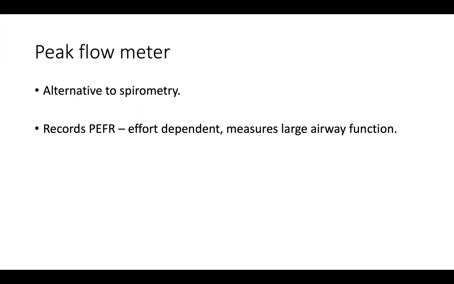These peak flow rates are usually effort dependent, and they measure mostly large airway function. It plays a very important role in asthma follow-up. Any decrease in PEFR is an early sign of asthma. The only disadvantage is that during diagnosis, early asthma may be missed by PEFR, as it does not calculate the FEV1. It correlates well with the FEV1, but it is not a substitute. So spirometry is the gold standard. However, when spirometry is not available or during follow-up, a peak flow meter can be used.